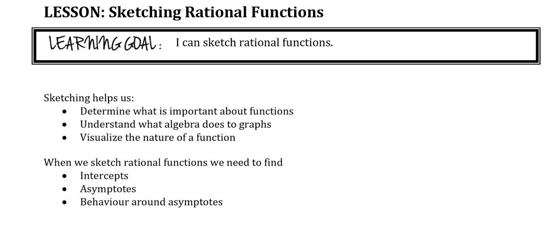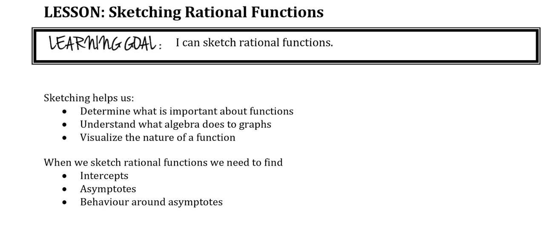Learning how to sketch means you have to know what is important about the function. Like, what makes an exponential function different from a rational function or different from a polynomial function, right? You've got to know the defining characteristics of the function. That's really what it's about. And then we do the algebra to learn how to calculate some of them, at least.